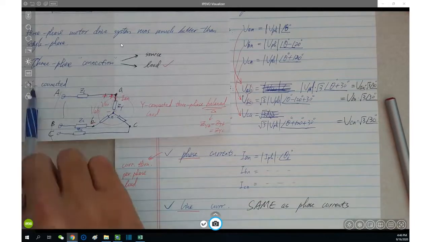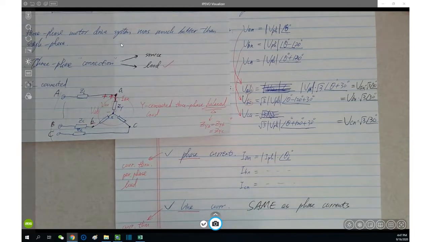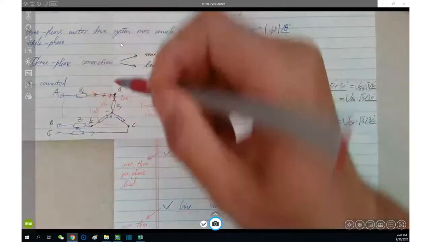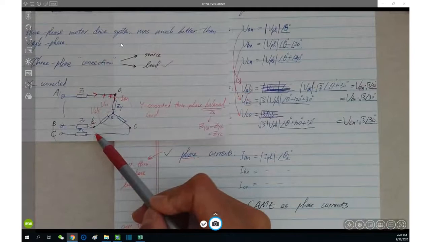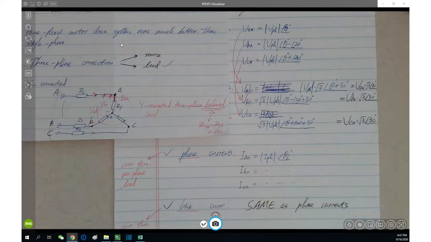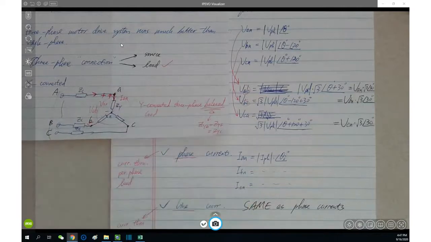Once again, this is under the roof of Y load; the delta connected load is going to be different. Line current means current through each phase line. Go back to here, this is the line current, basically. Line current here. Due to the Y-connected nature of the circuit, the current here equals the current here. That's why they're the same. Does that make sense? Line current, once again, is reaching each phase terminal A, B, C. So they're the same.